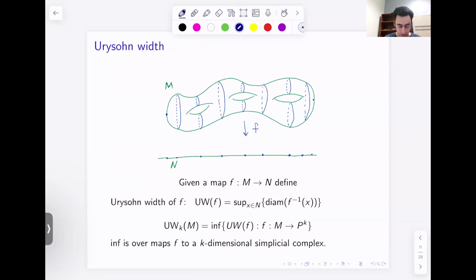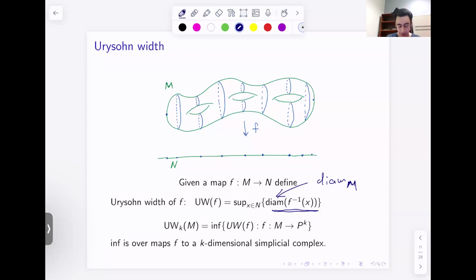So one way of defining geometric smallness of positive scalar curvature metrics is using the notion of Urysohn width. The Urysohn width can be defined as follows. If you have some space and a continuous map into some other space, then we could look at the maximal diameter of a fiber, where by diameter we mean diameter in the ambient space, extrinsic diameter, not the intrinsic diameter of the fiber itself.